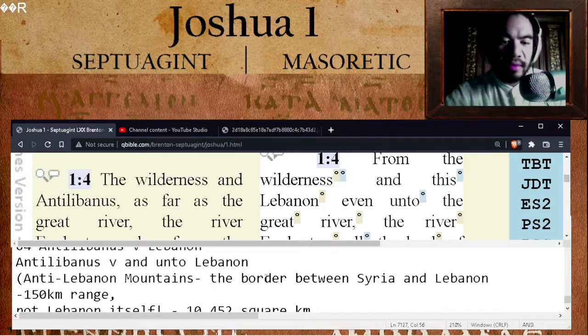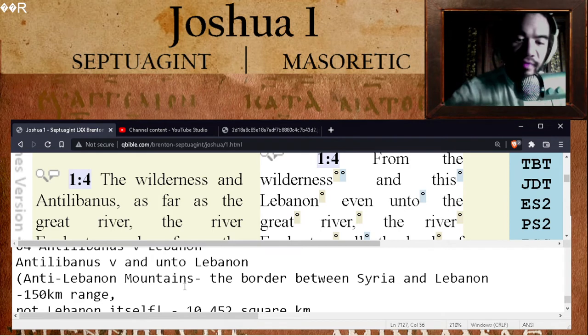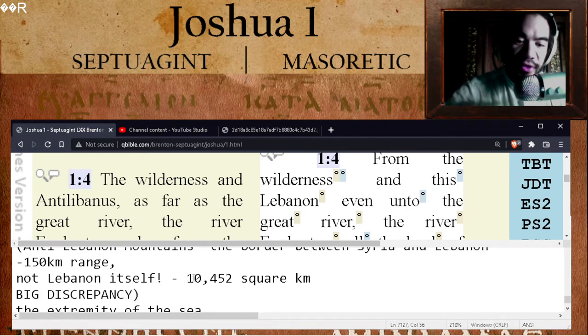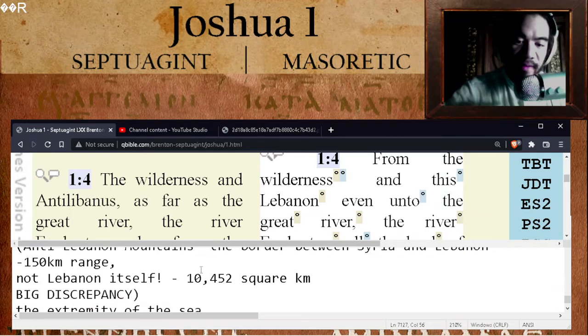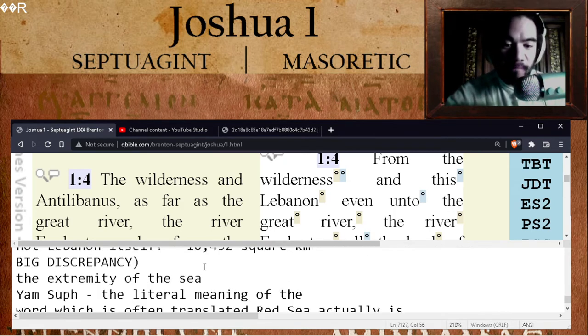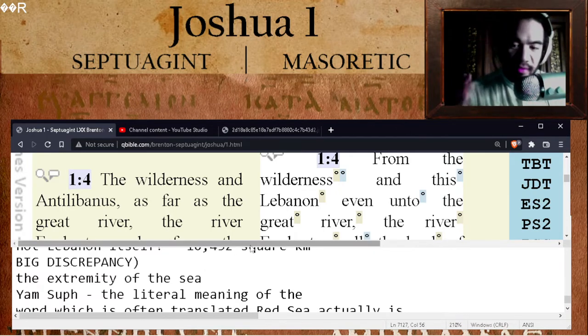So the Anti-Lebanon Mountains, or Antilibanus, is the border which is between Syria and Lebanon. It is a 150 kilometer range. This is not Lebanon itself, which is a 10,452 square kilometer range. So this is a big discrepancy if you are looking at it from a real world land ownership perspective.